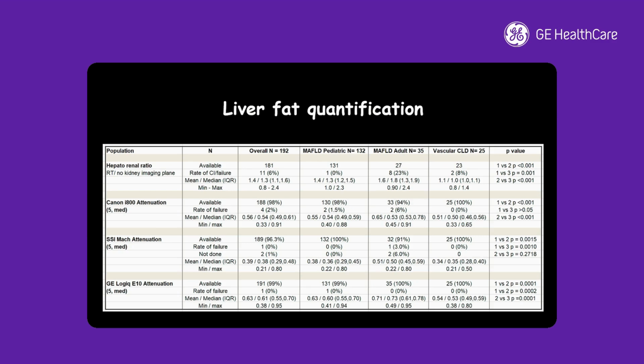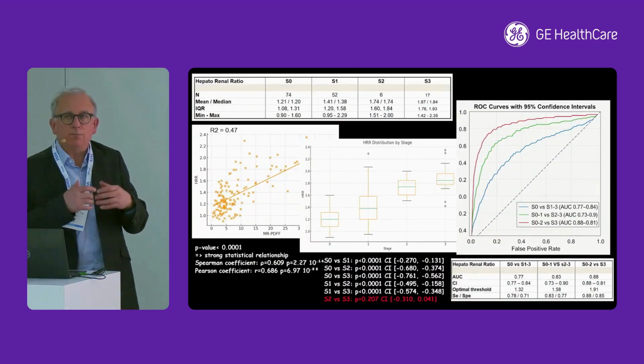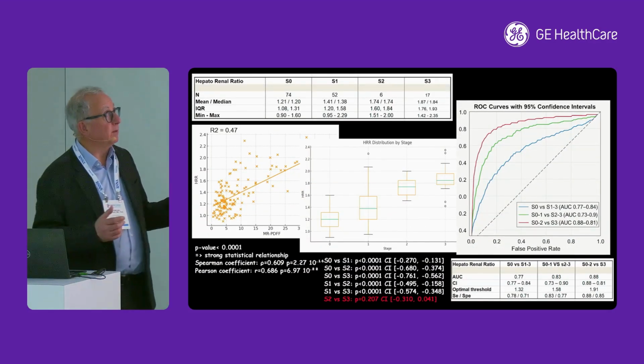And these are the rate of failure with a Canon system, because we use the Canon system as a comparative for attenuation measurement. And we use the Supersonic Mach 30 system mostly for shear wave elastography reference, because this is our reference system. So you see the rate of failure is really, really low in that case. And you see that with the Logiq E10, we had the same kind of failure in only one case. So, I mean, this is becoming part of our routine examination.